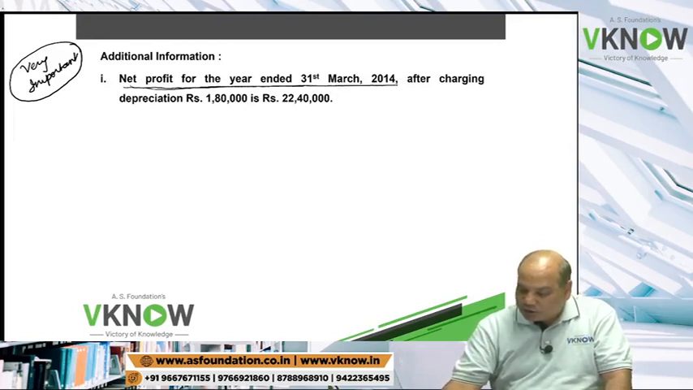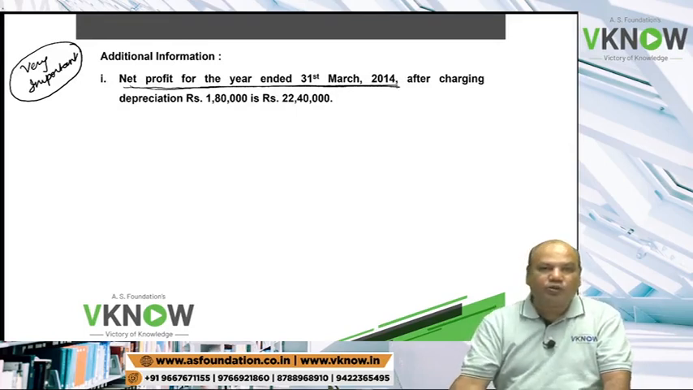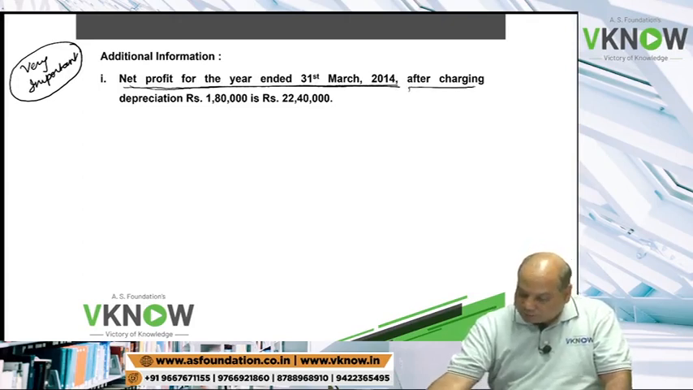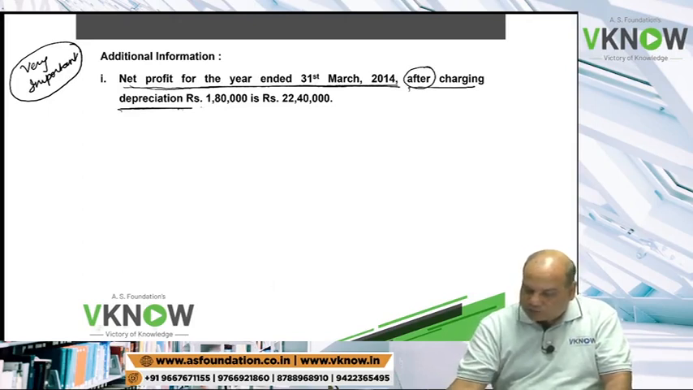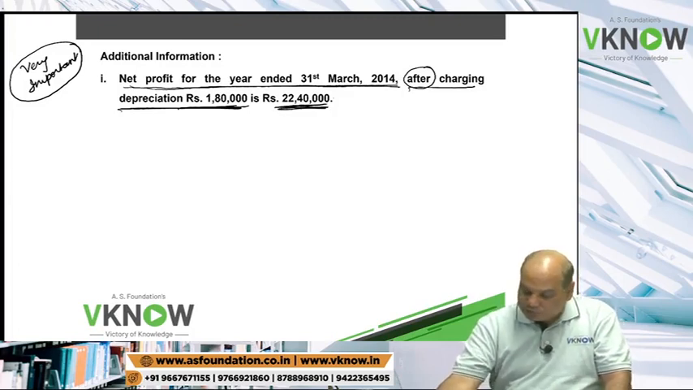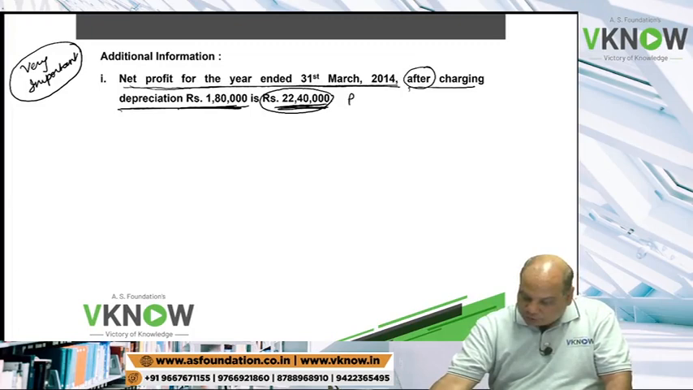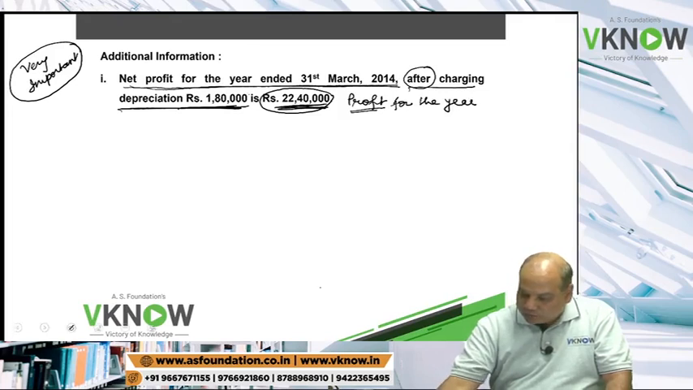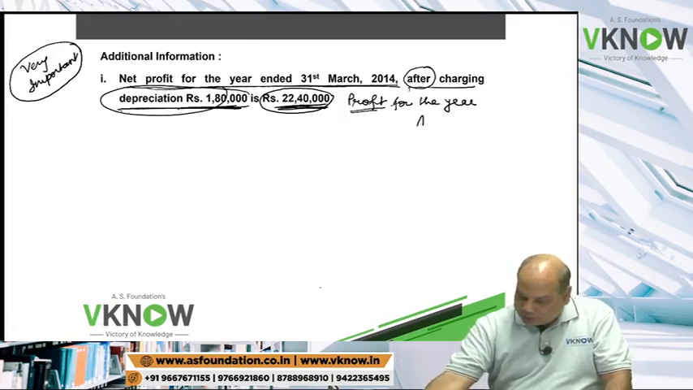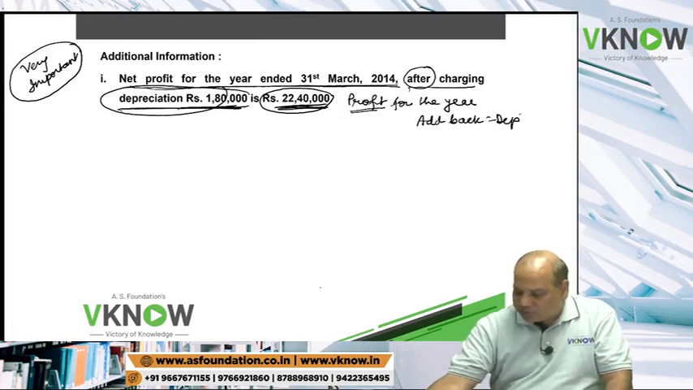Additional information: net profit for the year ended 31st March 2014, after charging depreciation of 1,80,000, is 22,40,000. So this 22 lakh 40,000 is profit for the year, and depreciation I will add back.